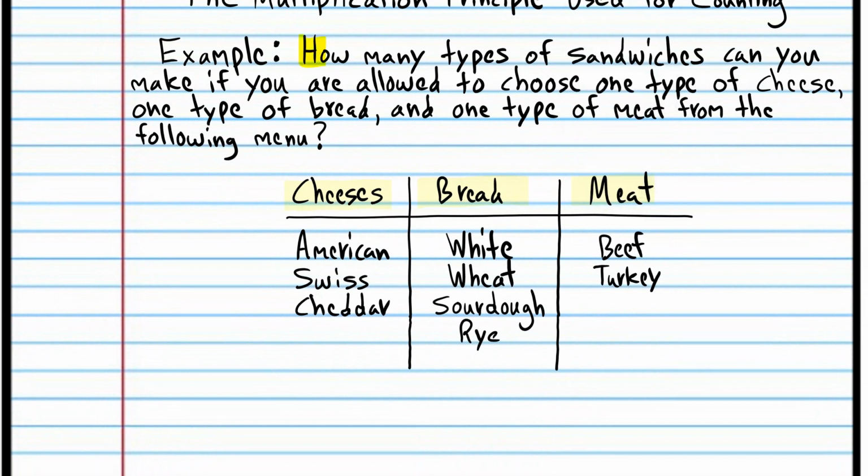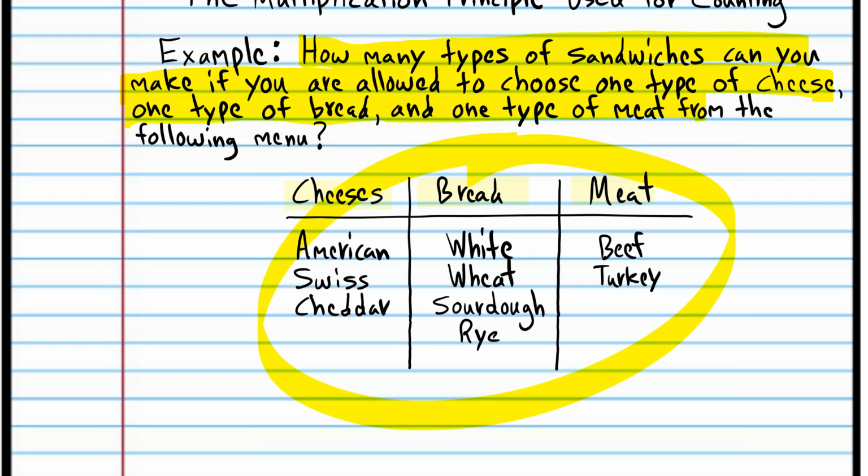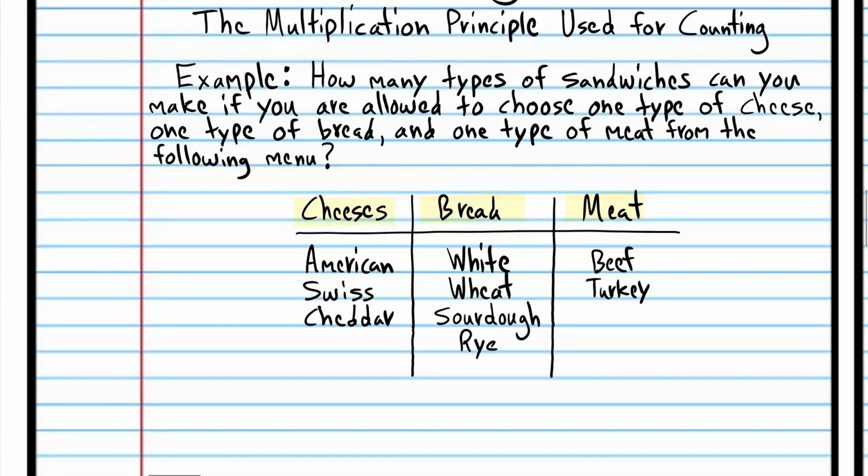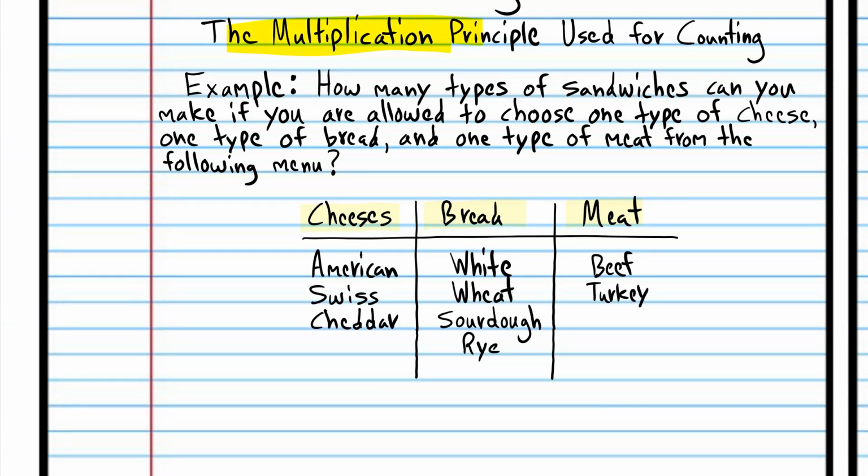So we're asked to find how many types of sandwiches we can make if we're allowed to choose one type of cheese, one type of bread, and one type of meat from the following menu. And this seems like a pretty difficult problem because there's a lot of different variations of sandwiches that we can make. So how do we do this? How do we count? Well, again, we're going to use what we call the multiplication principle.